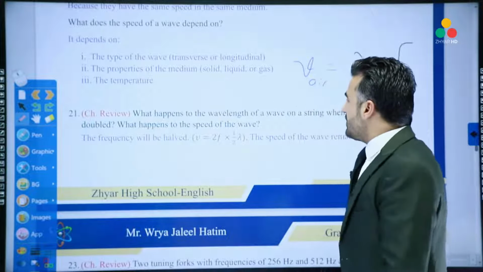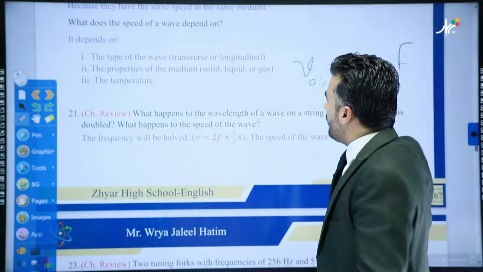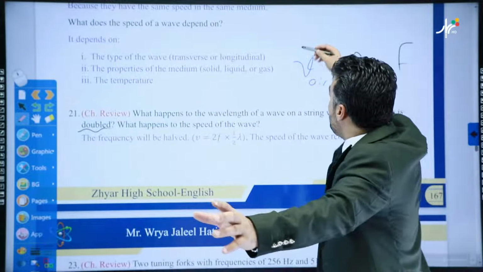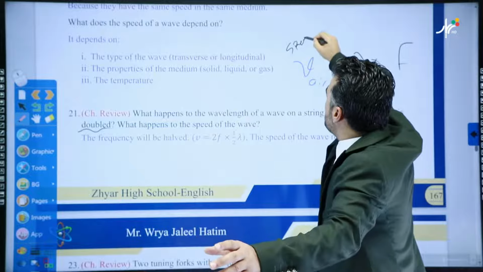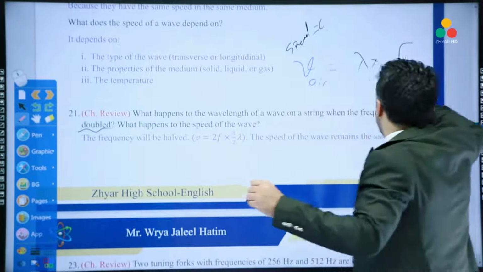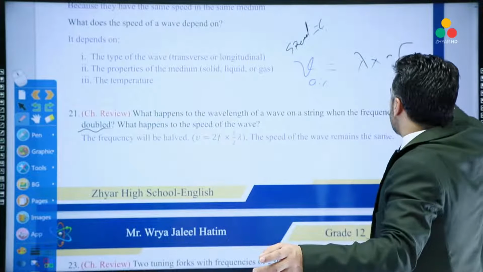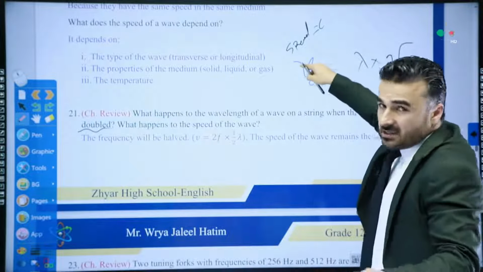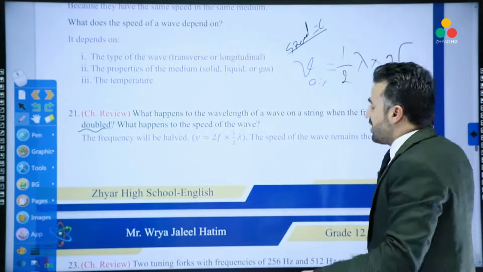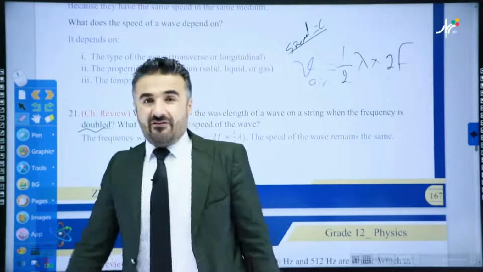Now, it says what happens to the wavelength of a wave when the frequency is doubled? Because it is the same medium, that means the speed is what? The speed is the same, or constant. That means it has the same value. So if we're going to double the frequency here, in order to keep the speed the same, of course, that means the wavelength must be decreased by half, okay?